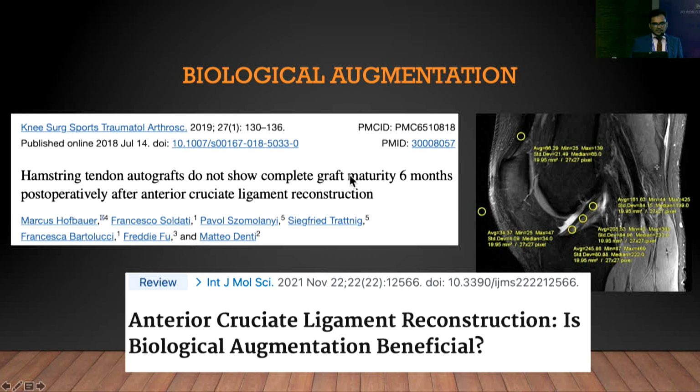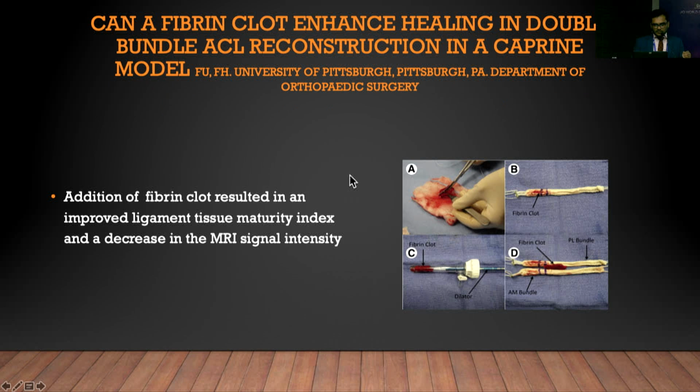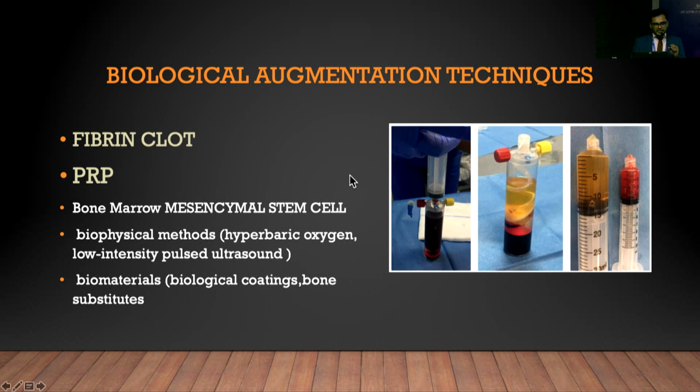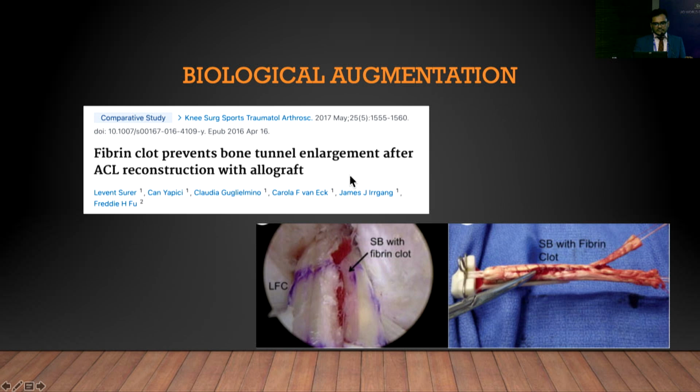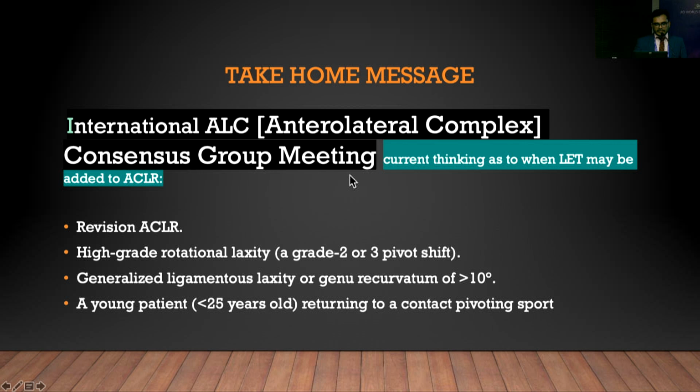Last, a few seconds about biological augmentation. We all know the healing of the ACL graft is very important, and graft healing and graft maturation are very important for early ligamentization of your ACL graft. Fibrin clot has been identified and used for biological augmentation of your ACL graft. PRP also has been tried, and all these things may be a part of the future generation to augment your ACL reconstructions for better healing.